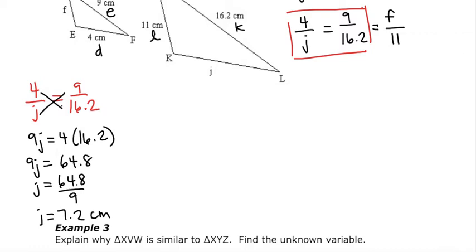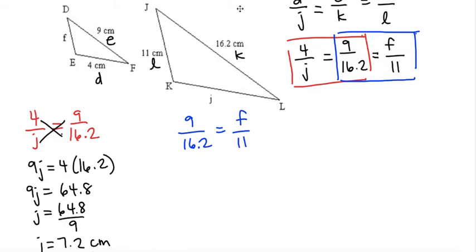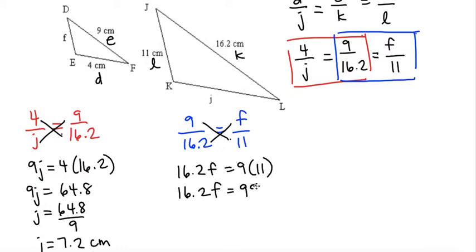And now I'm going to do the same thing, except I'm going to use the last two fractions and solve for f. So my fractions are 9 over 16.2 is equal to f over 11. And I'm going to do my cross multiplication. So I'm going to multiply 16.2 times f, and I'm going to multiply 9 by 11. So 16.2f is the same as 99.